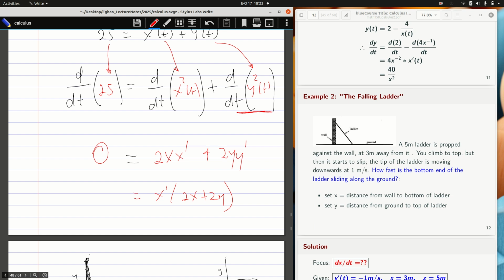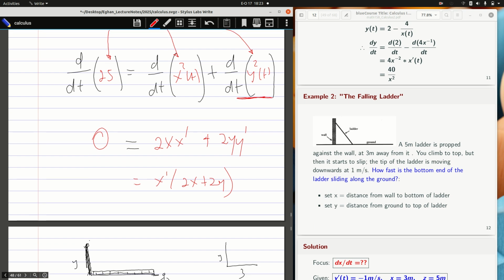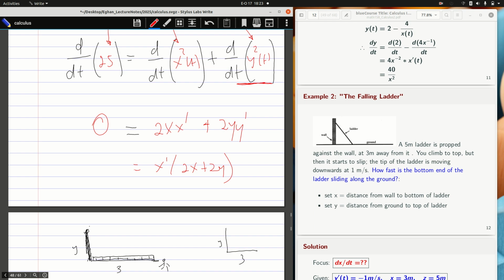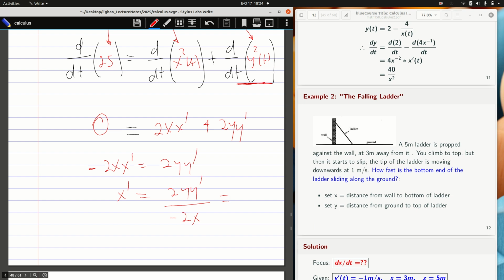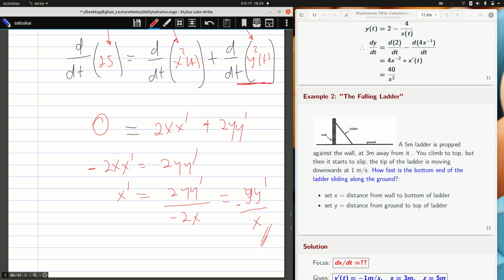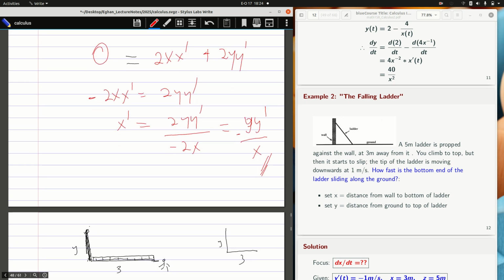Is that correct? I've done something wrong. No, this is not correct. So I can have it as negative 2x x prime is equal to 2y y prime, where x prime will be equal to 2y y prime all over negative 2x. This is the same as having y y prime over x, and that is how fast the ladder is sliding from the ground. But we are given certain parameters.